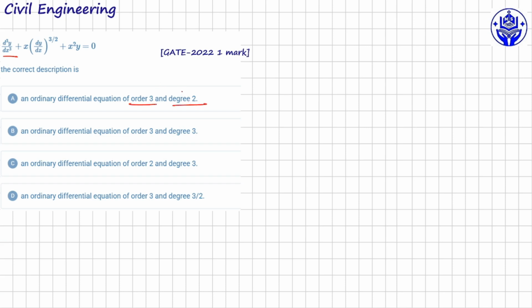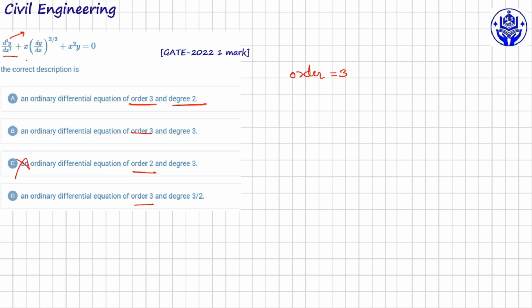Okay, see, what is the order? Order is nothing but the highest order derivative present in the equation. Of course, 3 is the order. So the order is 3, not 2. Okay, now degree. Degree is the power of the highest order derivative. What is the power of the highest order derivative?